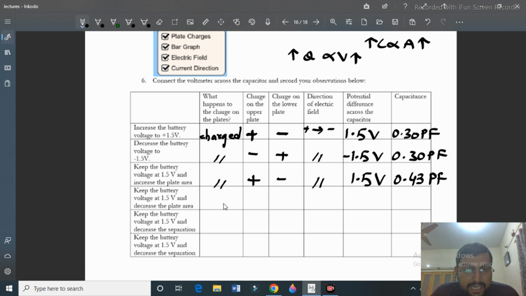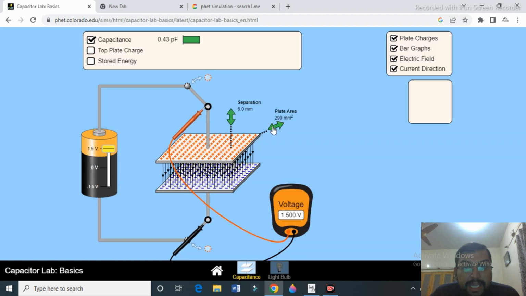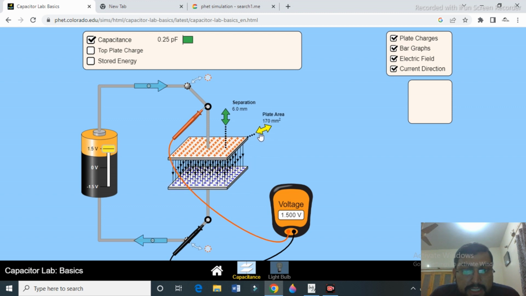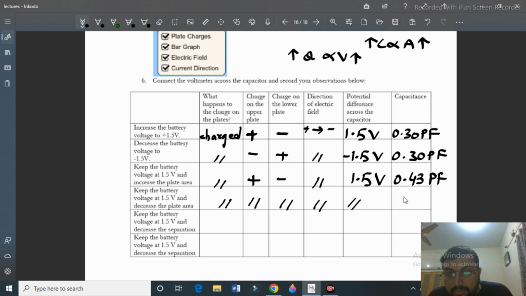Next, I have to keep the voltage, things will remain the same, but what will happen when I decrease it? You are seeing it with your own eyes. I am decreasing it, and at 170 millimeter square it becomes 0.25 picofarad. Means if I am decreasing the area, the capacitance is also decreasing. When I am increasing it, it is also increasing. So I can write it here, 0.25 picofarad.